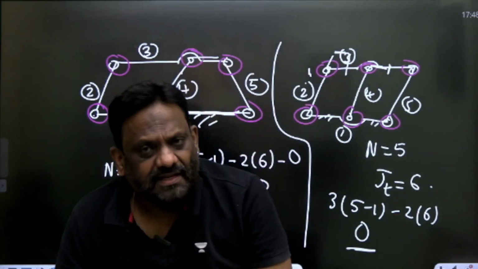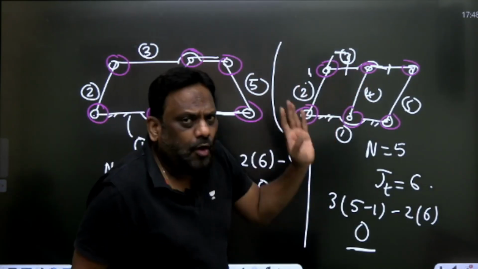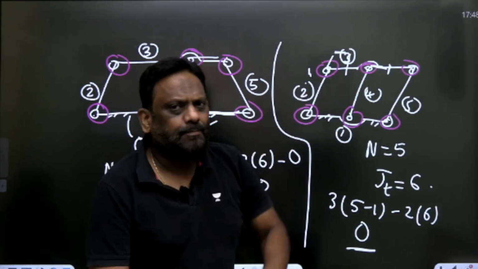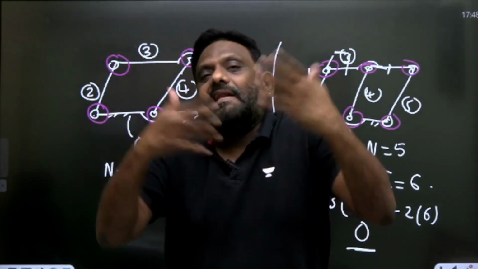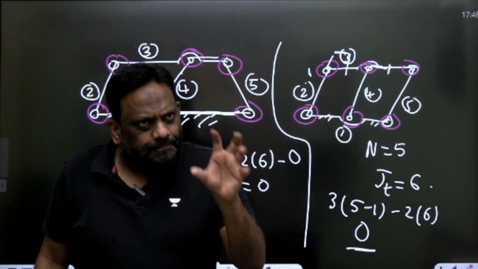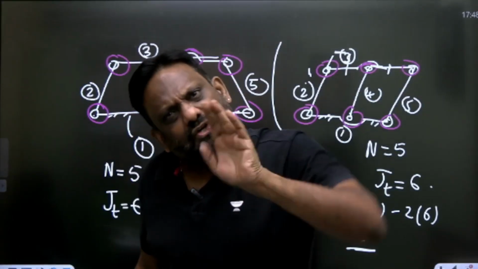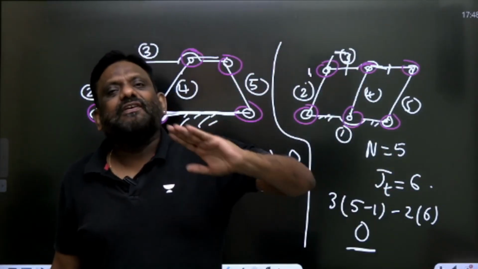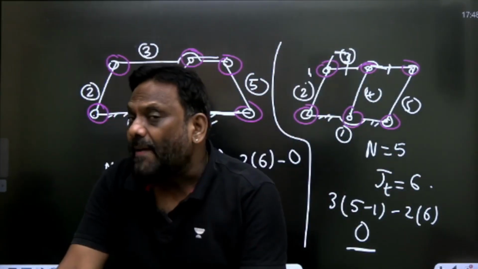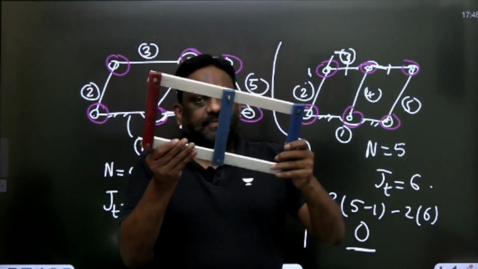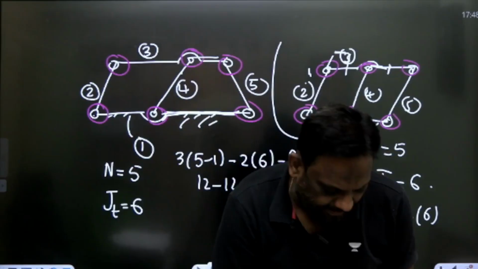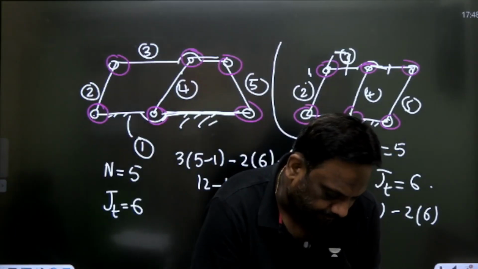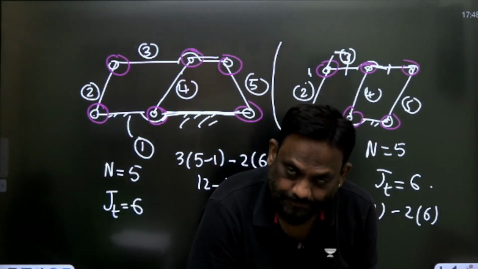So now the question, see, one important point. There is one term that is used, known as redundant link. What is a redundant link? Whether that link is present or not present, if that is not altering the motion. Now this is the one. Now let me remove the middle link. Okay, I removed it. Look at it now.